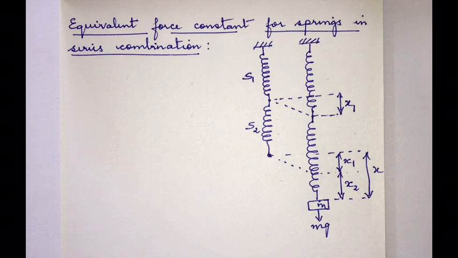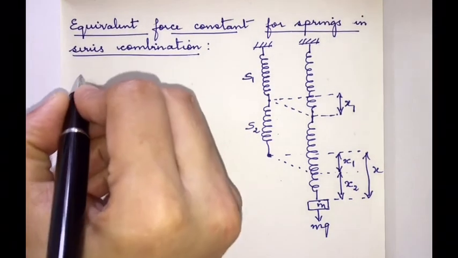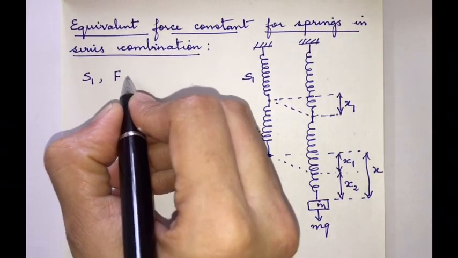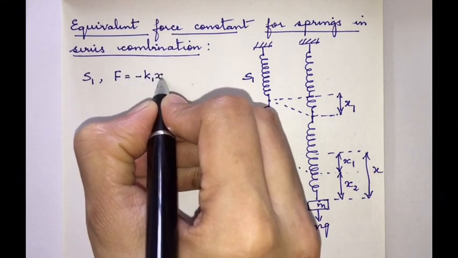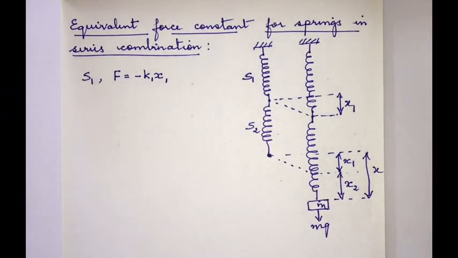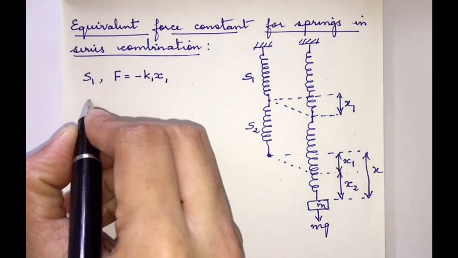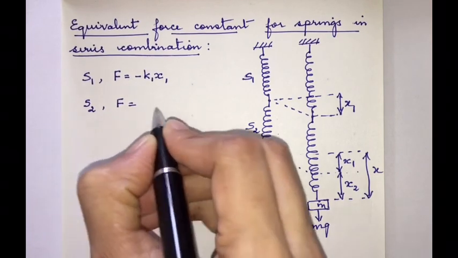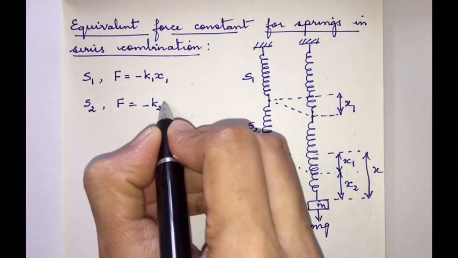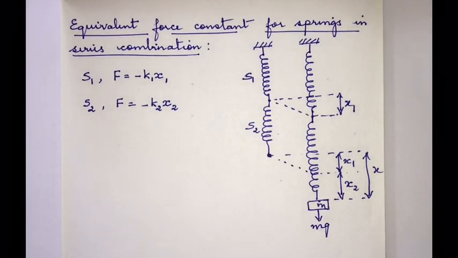If I take S1 separately and attach a mass m to it, the restoring force coming into picture is written as minus K1 x1, where K1 is the force constant of the spring S1 and x1 is the extension caused in it. In a similar way, if I take spring S2 separately and attach a mass, then the restoring force F is equal to minus K2 into x2, where K2 is the force constant of the spring S2 and x2 is the extension caused in spring S2.